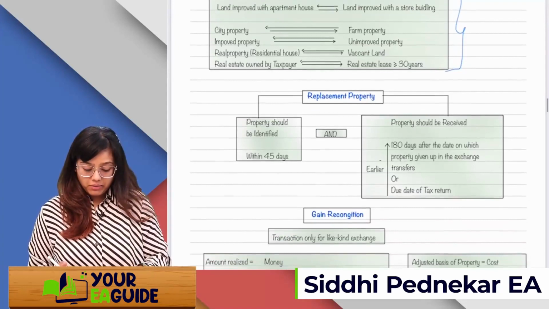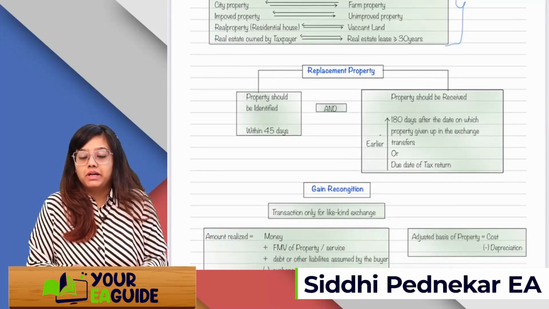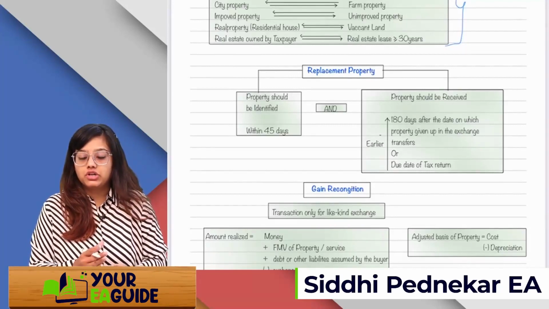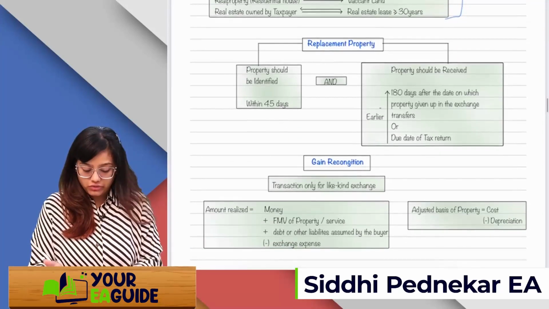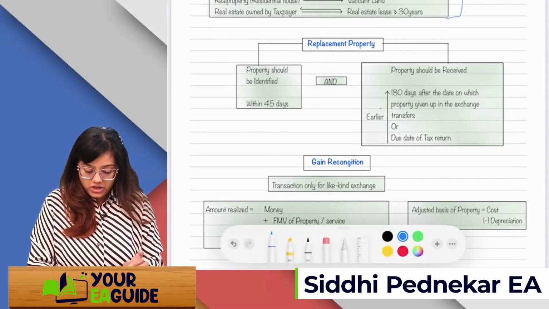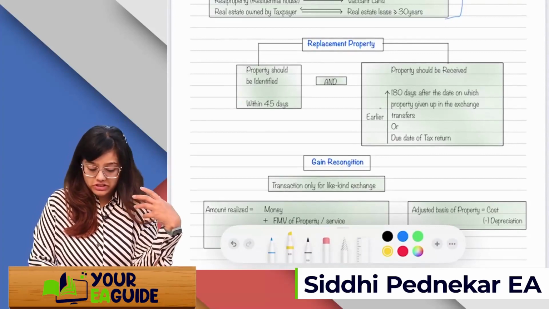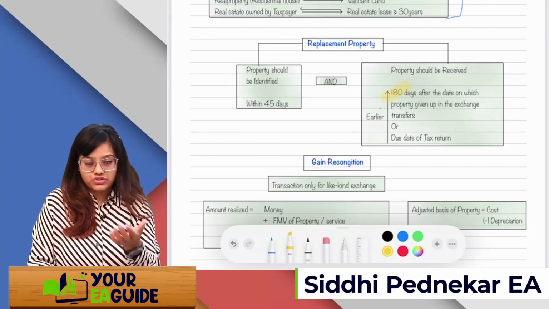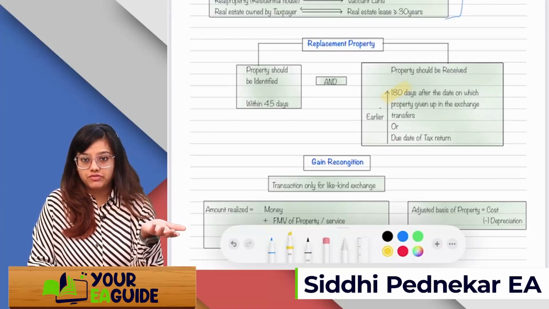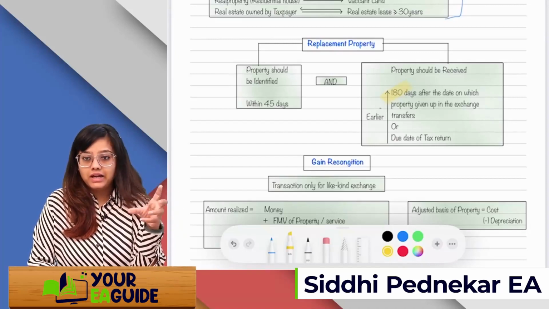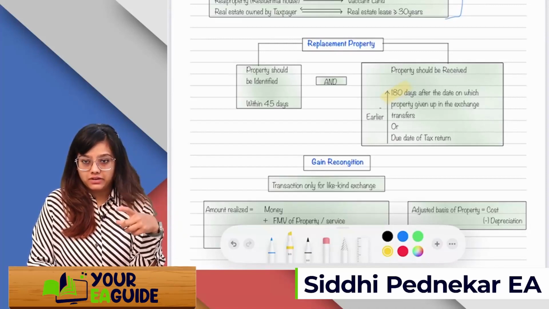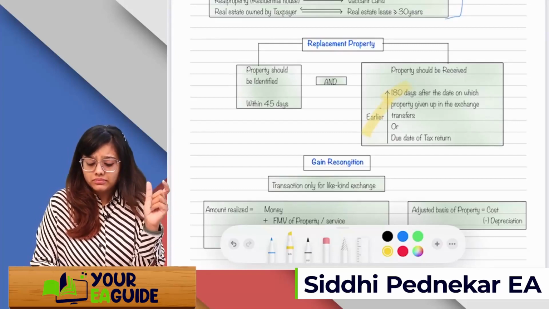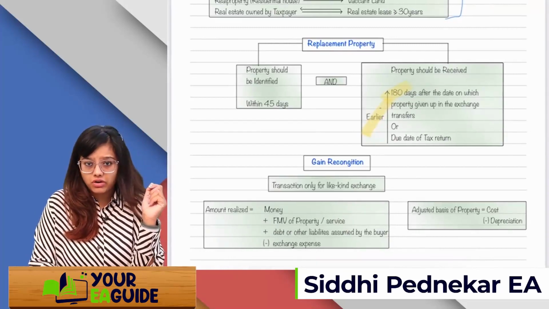And whatever property you are getting should be received within 180 days after the date on which the property is given up in exchange or transfer, or the due date of the tax return, whichever is earlier. You have given up the property but have not yet received the property. You still have 180 days to receive the property from the date of the transfer. Take 180 days or the due date of the tax return, whichever is earlier. Till that date you will have to receive the property. Else, the provision of this like kind exchange will not apply.